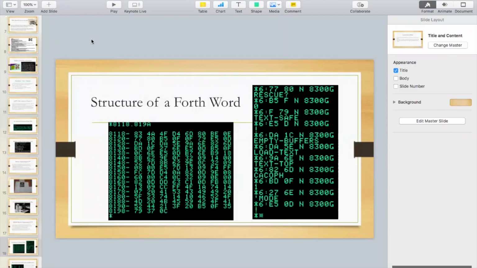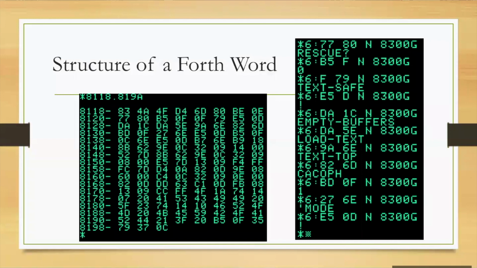Okay, so let's just go a little bit deeper. So this is how a Forth word is actually represented in memory. So if we look at 8118, you see an 83. So the upper few bits are used for certain control functions, but the 3 is the length of your word. So 4A, 4F, D4 is JOT. The A is the 10th character, the F is the 15th character, the O, and D4 has its high bit set, so the high bit marks the end of the word. So D4 is a T.